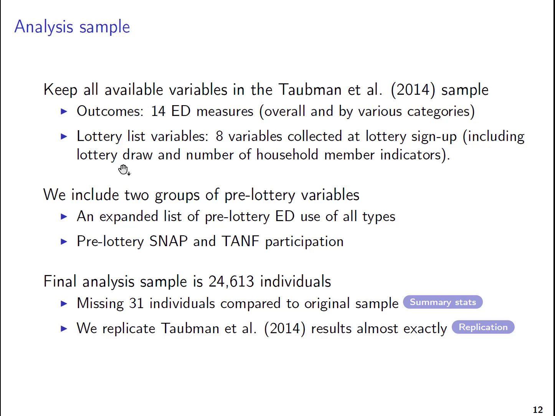What we do that's different from previous studies in this area is to include 2 sets of pre-lottery variables, right? The first one is an expanded list of pre-lottery emergency department use. This goes back from, I think, 2007, all the way to right before you got notified that you had won the lottery. We include an expanded list of about 20 variables across various kinds of conditions for which you show up to the emergency department. So that's one dimension that we think will be important, in terms of what your historical emergency department use is. And secondly, we also have administrative records of your participation in some social safety net programs. So that will be SNAP and TANF. And again, these are not subject to any misclassification because they are from the state administrative records.